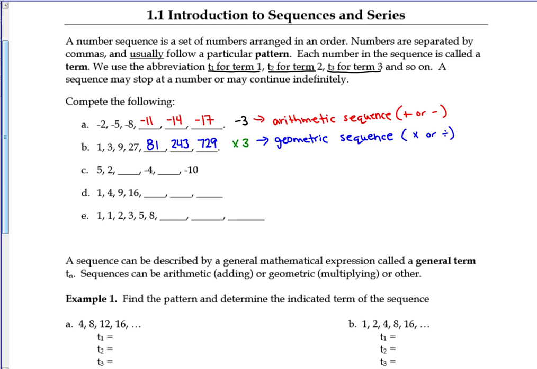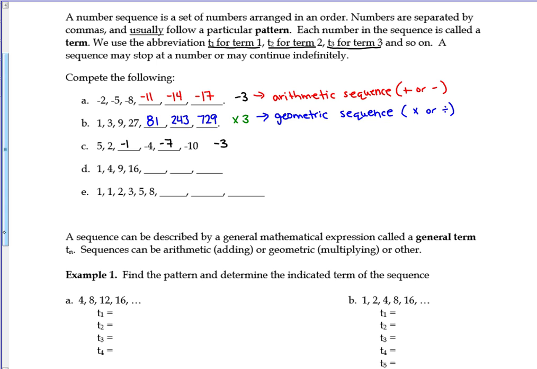The next one, what's going on? You are, again, that's so boring, sorry, subtracting 3 again. So we're at -1 and -7. So again, this would be what we call arithmetic again.